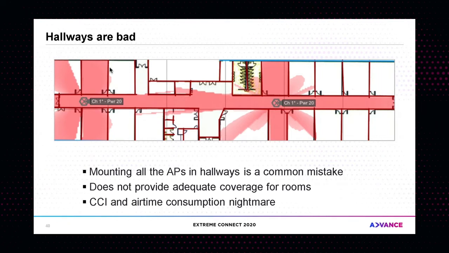And number two, it causes a co-channel interference nightmare. So, there's nothing wrong with 1 or 2 APs in the hallway, but when you have 10 in the hallway in a linear line, you're asking for nothing but trouble.